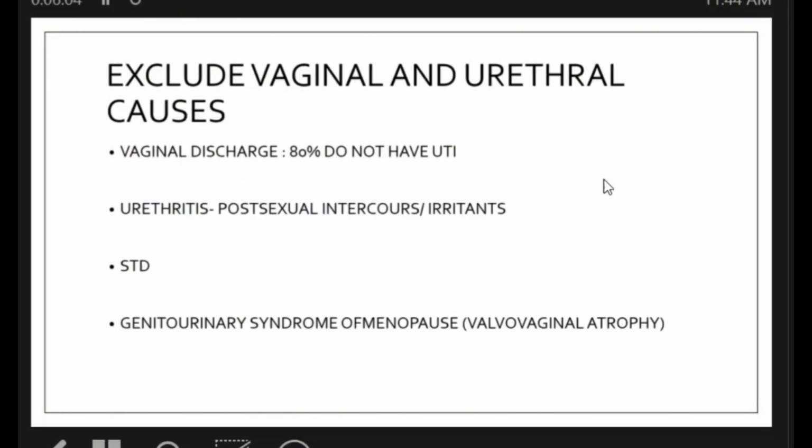So when you see a patient with dysuria, nocturia, and maybe cloudy urine, we have to exclude whether the patient has any vaginal discharge. If the patient has vaginal discharge, 80% of the time it's not a UTI. Or most of the patients may just have dysuria.